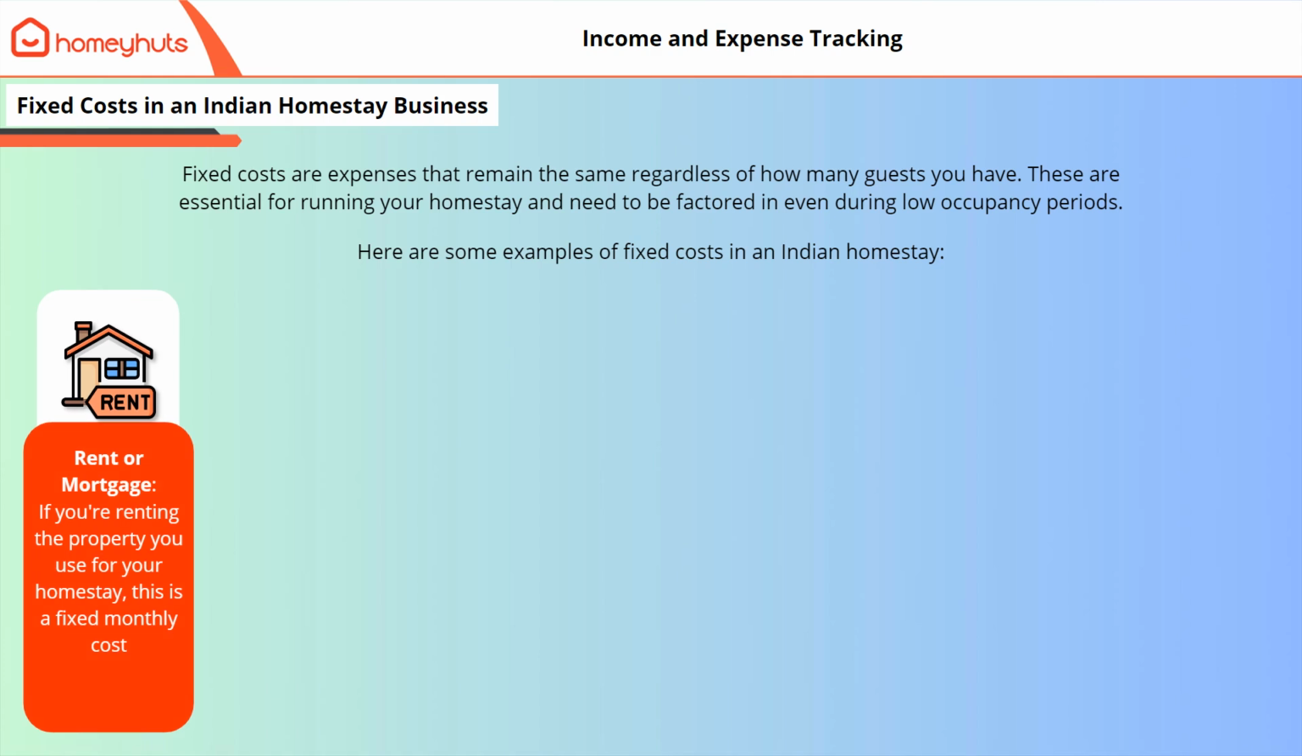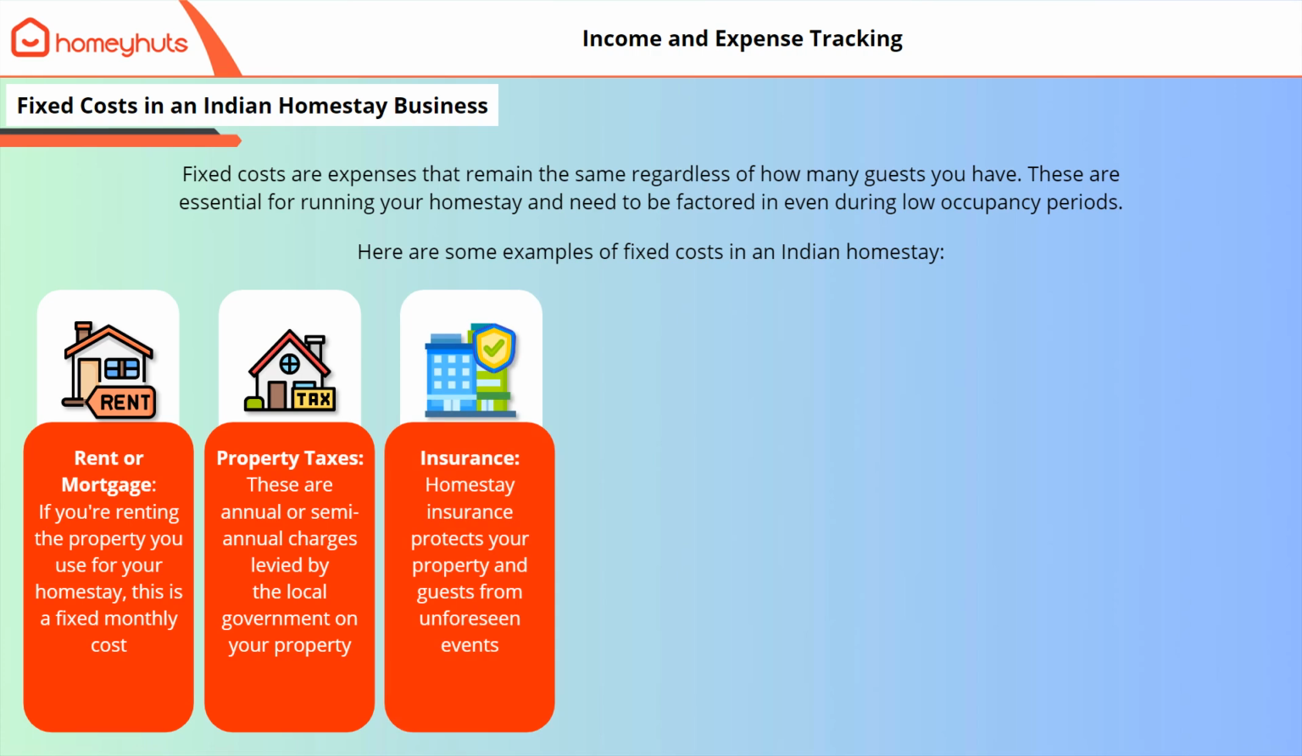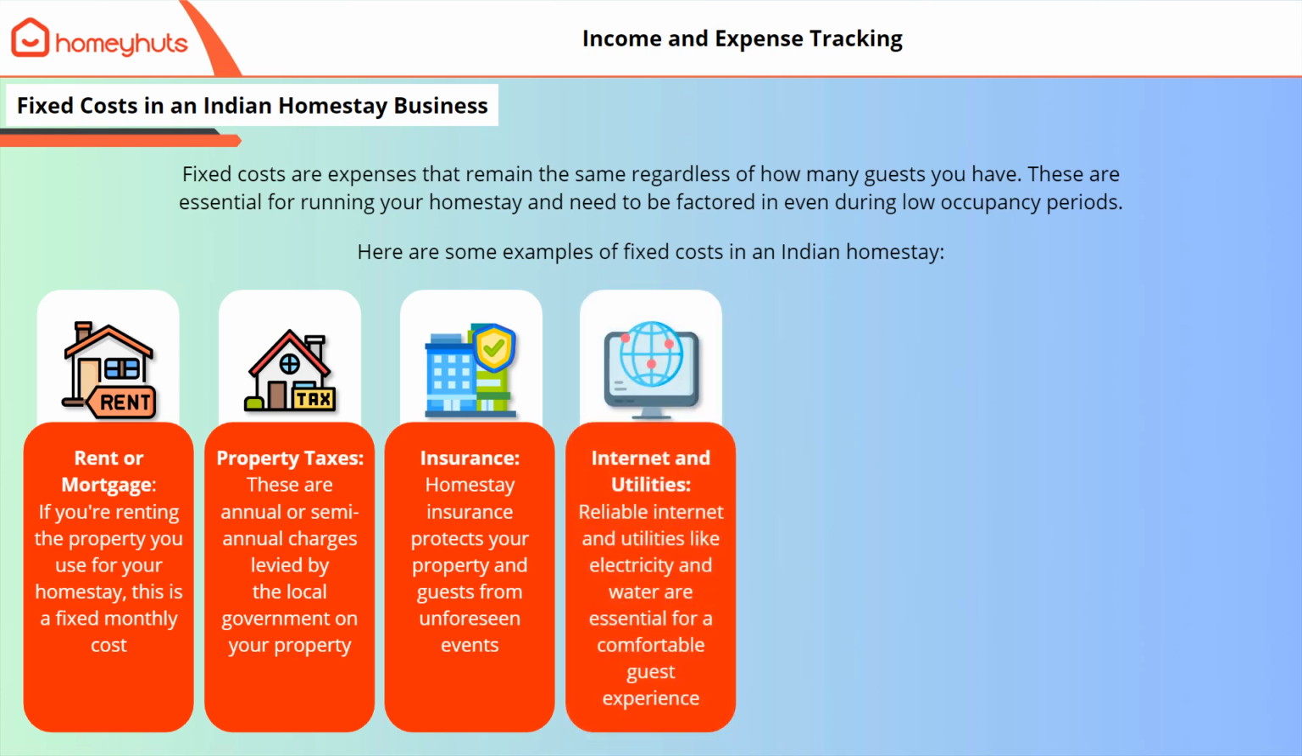Rent or mortgage. If you are renting the property you use for your homestay, this is a fixed monthly cost. If you own the property, you can consider a portion of your mortgage payment as a fixed cost. Property taxes. These are annual or semi-annual charges levied by the local government on your property. Insurance. Homestay insurance protects your property and guests from unforeseen events. Internet and utilities. Reliable internet and utilities like electricity and water are essential for a comfortable guest experience. These are typically fixed monthly costs.